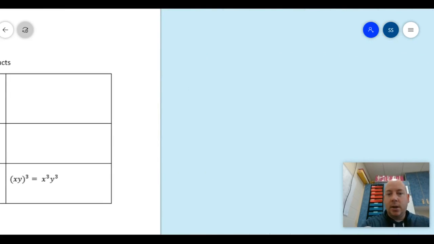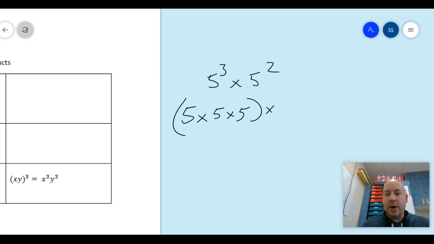Let's say I had 5 to the third power times 5 to the second power. So the bases are the same. Well, what's that really mean? 5 to the third power means 5 times 5 times 5. 5 to the second power means 5 times 5. Well, if I gave you 5 times 5 times 5 times 5 times 5, and I said write that out, that's simply 5 to the fifth power. You notice that we add the exponents there. I've got 3 5s and 2 5s. Together, that's 5 5s.